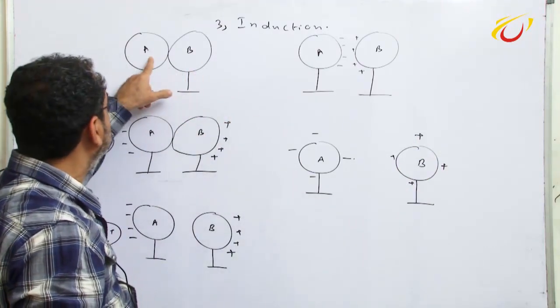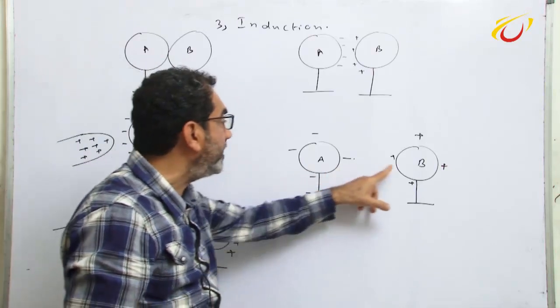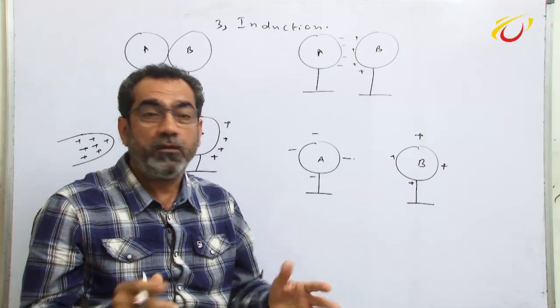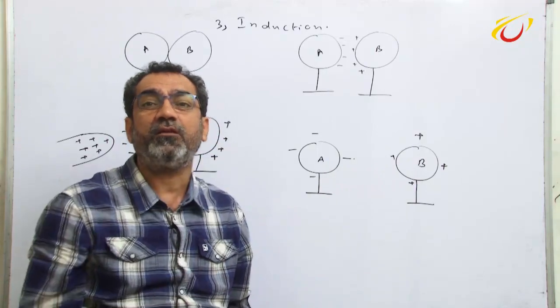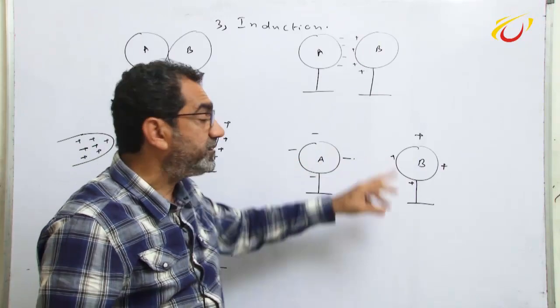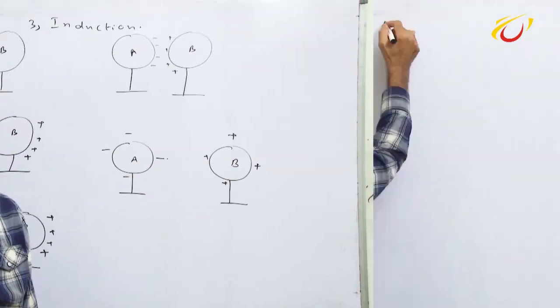Earlier there was no charge, correct? Now both bodies get charged. This is negatively and this is positively, uniformly charged. You have not touched the glass rod, therefore it is called induction. Due to induction, the charges develop pairwise on the spheres.